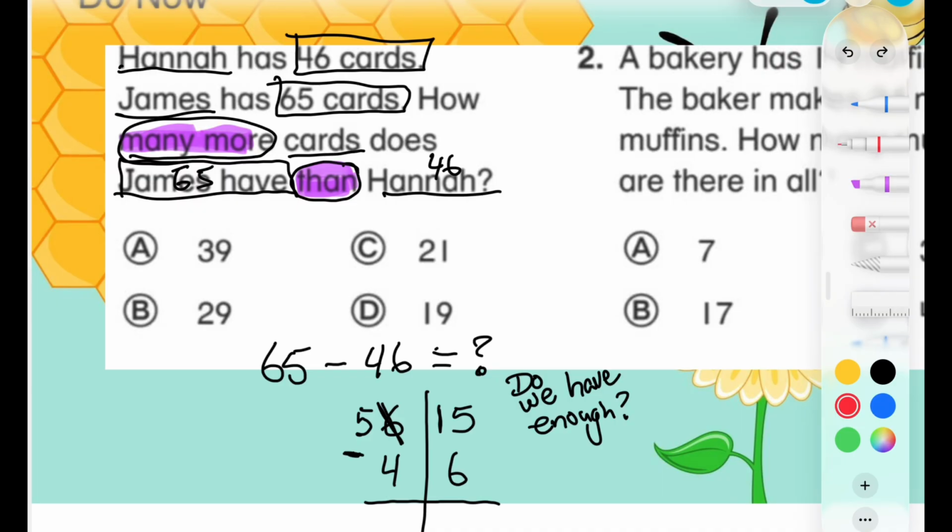6, 7, 8, 9, 10, 11, 12, 13, 14, 15. 9 ones. Next, we put 4 in our head and count up to 5. 4, 5. 1 ten. So the answer is D, 19.